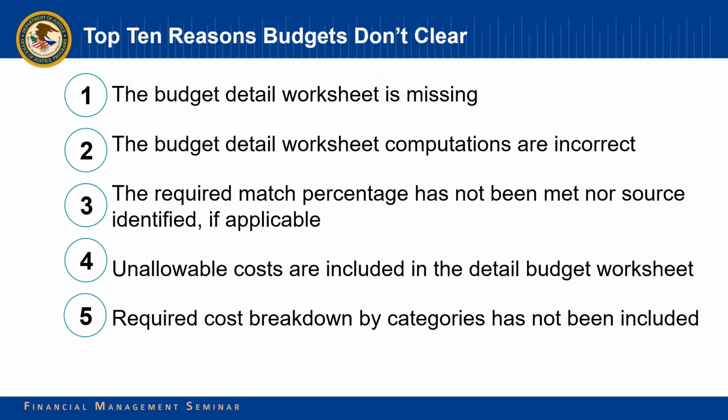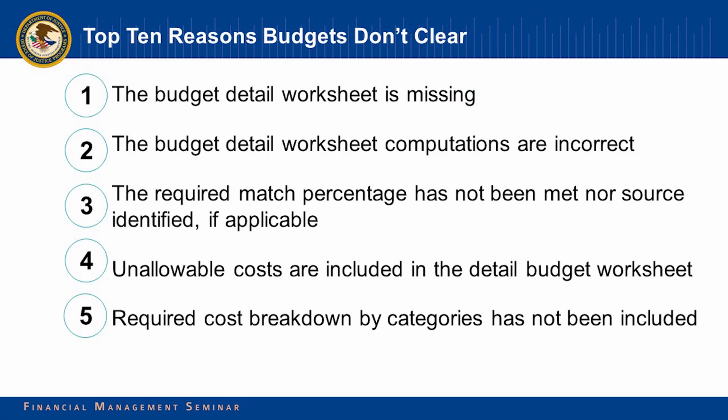Number 4, unallowable costs are included in the detailed budget worksheet. Again, I mentioned at the beginning of my presentation, you want to make sure that you do read through the CTAS solicitation. It does have a lot of detailed information on what you can and cannot include in your particular budget request. Number 5, required costs breakdown by categories has not been included. I mentioned earlier I was reviewing a budget, and in the equipment category, they had furniture. I had no idea what furniture they were buying, so you want to break things like that down so we know exactly what you're requesting and that it's clear to us.